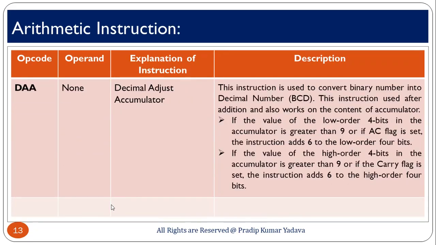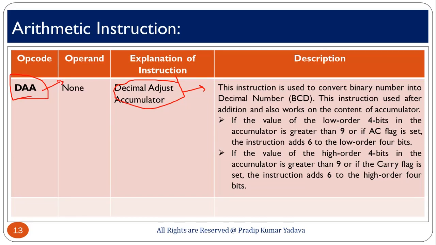Now, talking about the last arithmetic instruction, that is DAA, and this is a very important instruction, so just try to understand how this instruction works. Basically, the meaning of this instruction is decimal adjust accumulator. Simple meaning is that whatever operation you perform in the accumulator in the 8085 microprocessor, the output will be stored in the accumulator and the form of output will be hexadecimal. But if you want to convert that hexadecimal number to decimal, then you have to use this instruction. The working of this instruction is basically to convert hexadecimal into decimal.